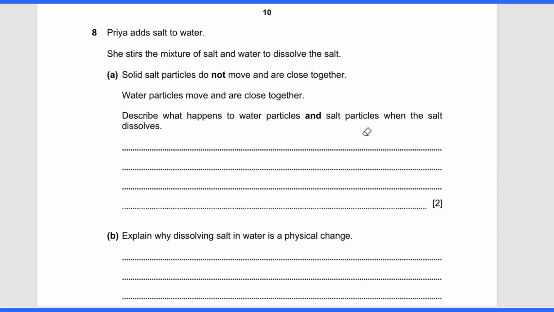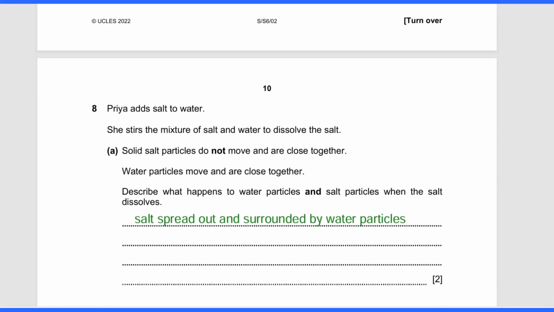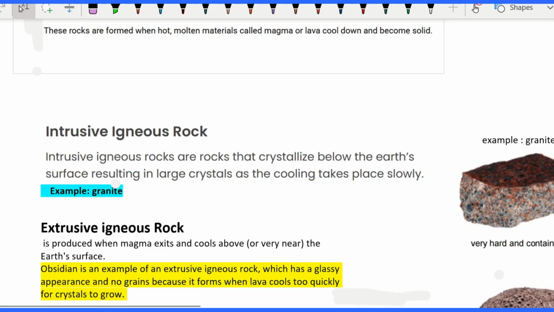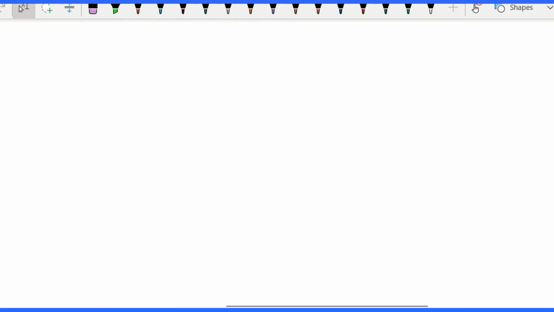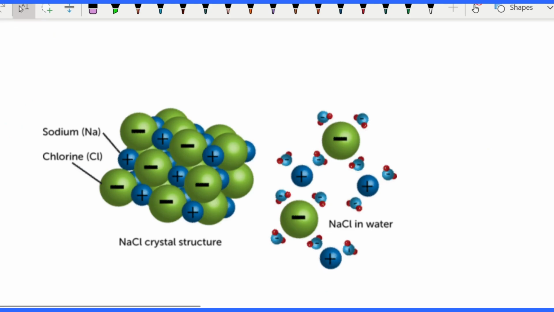Okay, let's check out the answer, guys. So salt spreads out and is surrounded by water particles. Let's take a look at the diagram. So you can see that in here, salt is sodium chloride. You can see this is the sodium in blue, Na, and chloride is green.